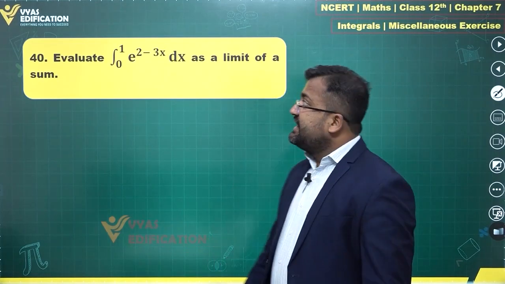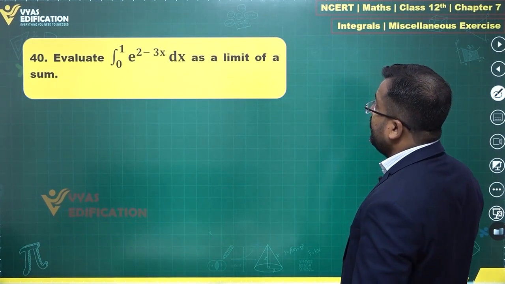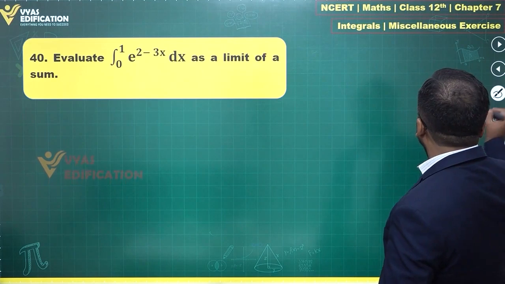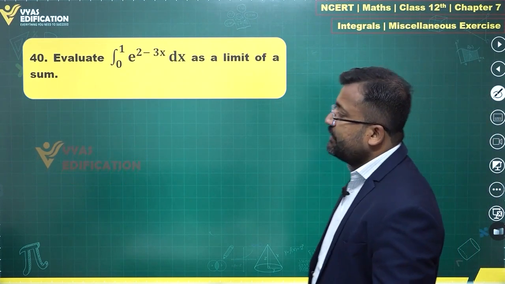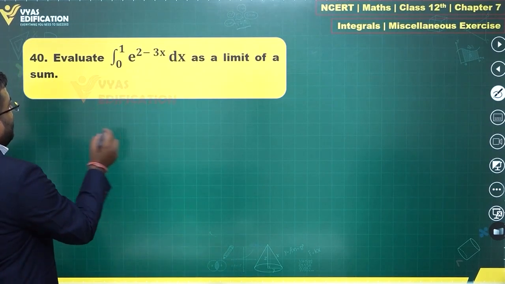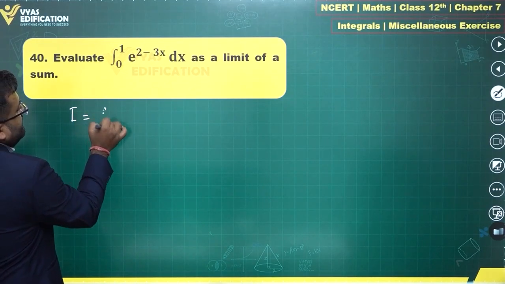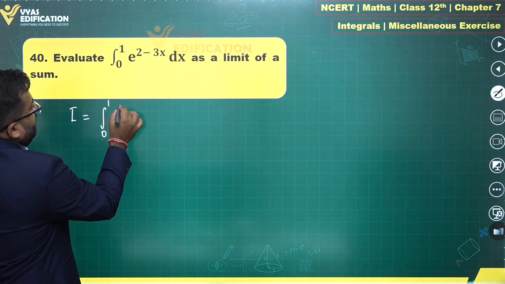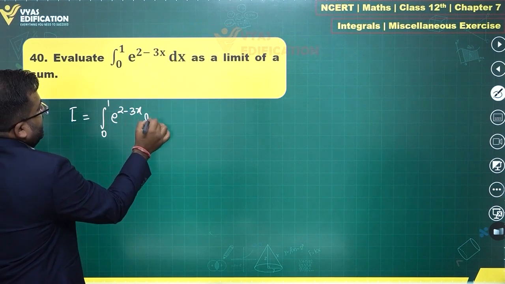Question number 40 says, evaluate the integral from 0 to 1 of e power 2 minus 3x dx as a limit of a sum. Okay, limit of a sum. So remember the concepts of limit of a sum. What do we have? I equals the integral from 0 to 1 of e power 2 minus 3x dx.